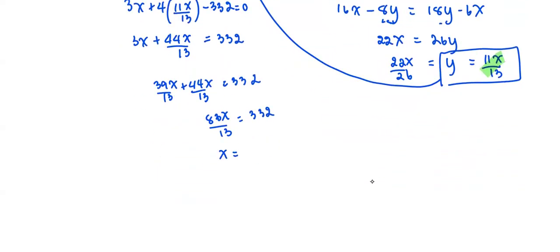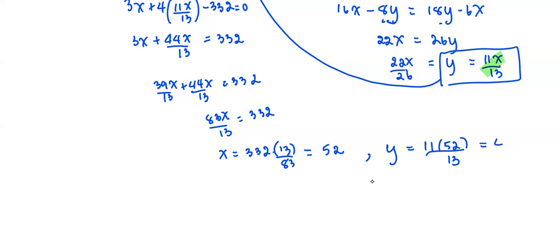Simplify further to get x. So x equals 332 multiplied by 13 divided by 83. At this point, we will get x equals 52. After we get x equals 52, we replace x with 52 to solve for y. So y equals 11 multiplied by 52 divided by 13. We can see that 13 goes into 52 4 times. 4 times 11 is 44.